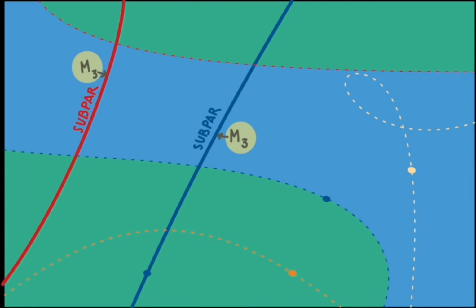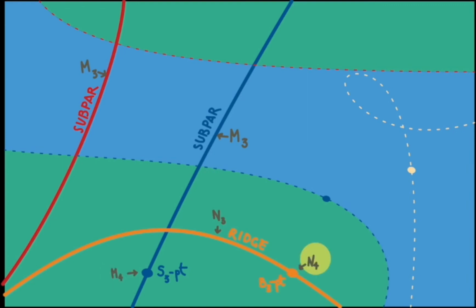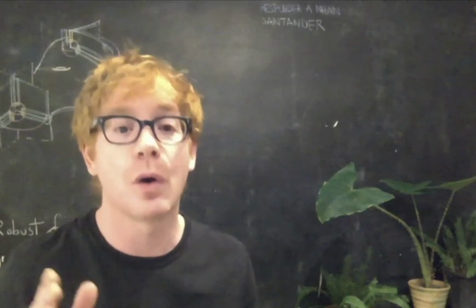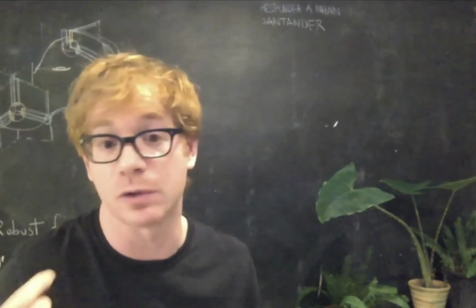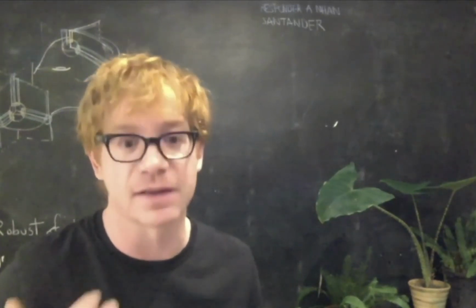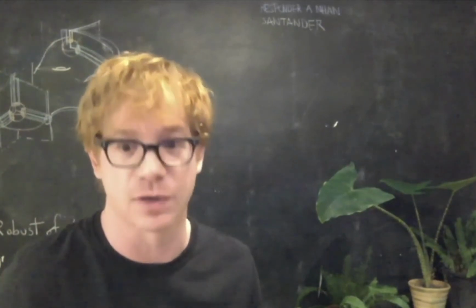And if you are on the ridge, it will be an N3 singularity. Then for the special points, on S3 points, you will get an M4 singularity. And on B3 points, you will get an N4 singularity. And then on the intersection of the ridge and the subparabolic curve, that is on the C3 points, you will get an O4 singularity. So all the robust features that we were able to detect before, we can still detect them with this generalized construction.